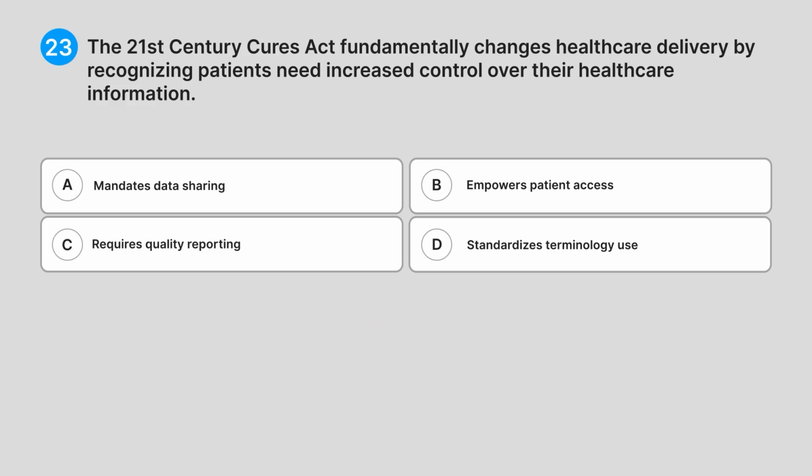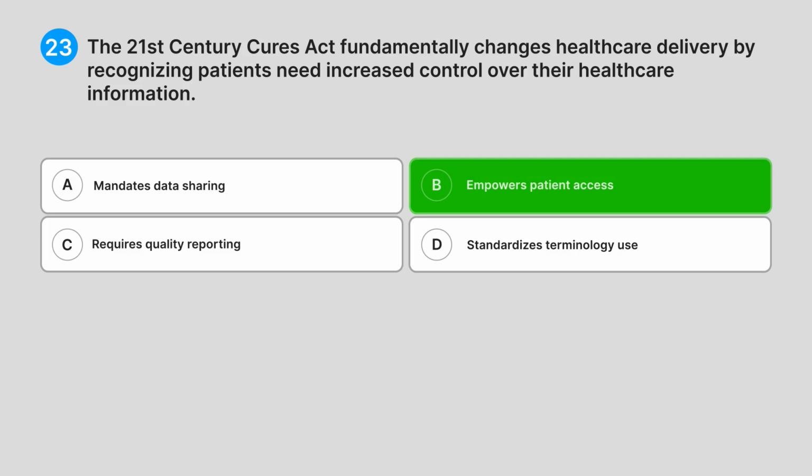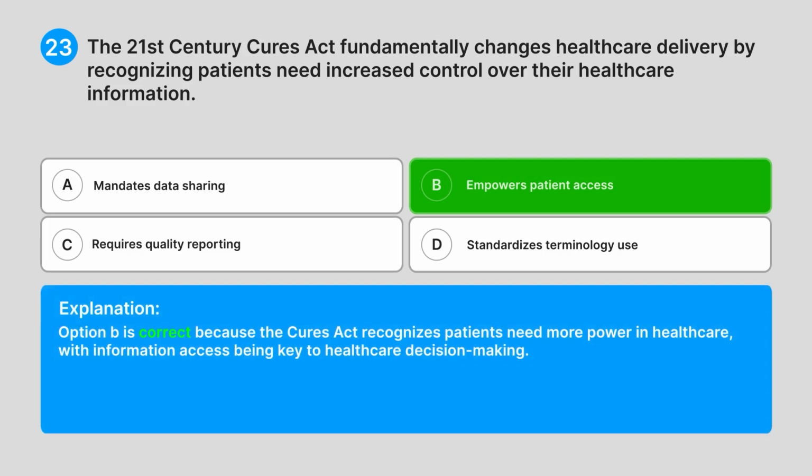Correct answer, B. Empowers patient access. Explanation. Option B is correct because the Cures Act recognises patients need more power in healthcare, with information access being key to healthcare decision-making.